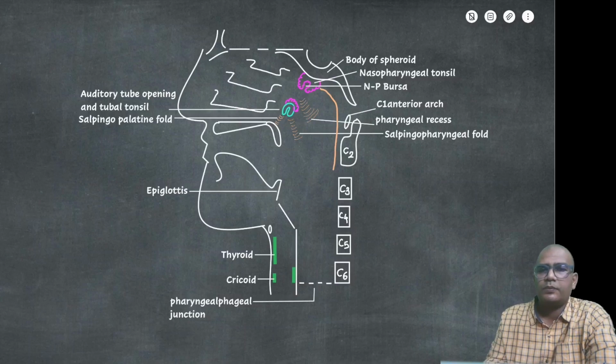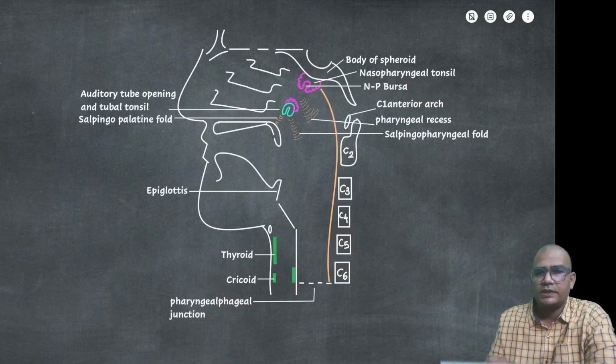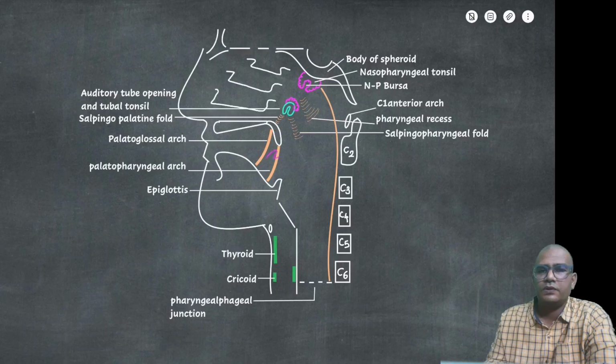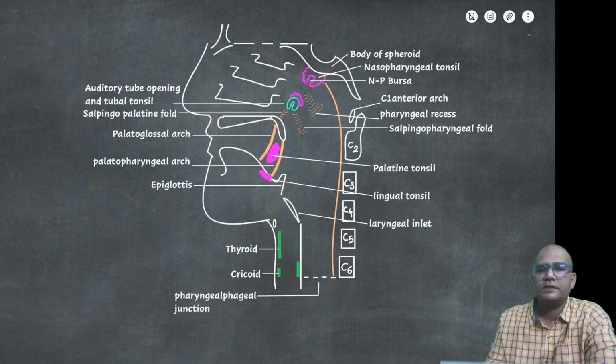Now draw posterior wall of the pharynx. This completes the nasopharynx, the internal features of the nasopharynx, which we see on a sagittal section. Now let us see what we are able to see in the oropharynx. Draw the palatoglossal and palatopharyngeal folds. In between these two folds, show palatine tonsil. Also on the posterior third of the tongue, show the lingual tonsil.